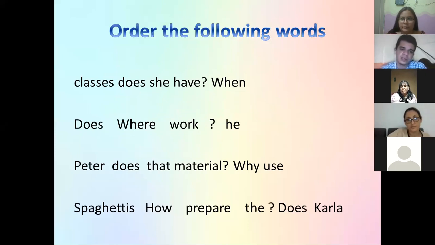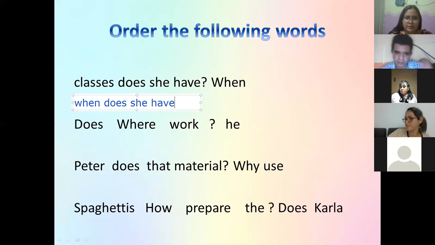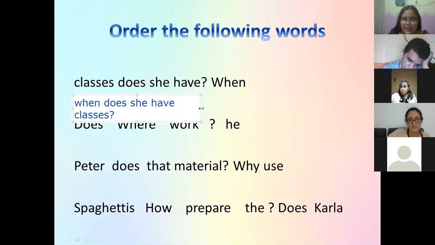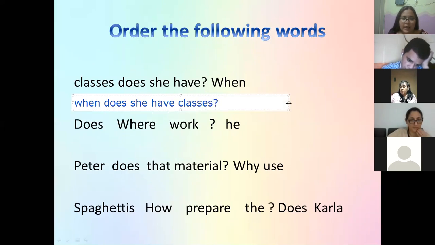Number one, what is the question? Let's see. Tell me, what is the question number one? When does she have classes? Exactly. When does she have classes? That's right. What are you asking in this question, Frida? Are you asking about time, people, places? Time. We're asking about the time. That's right. When does she have classes? Good.